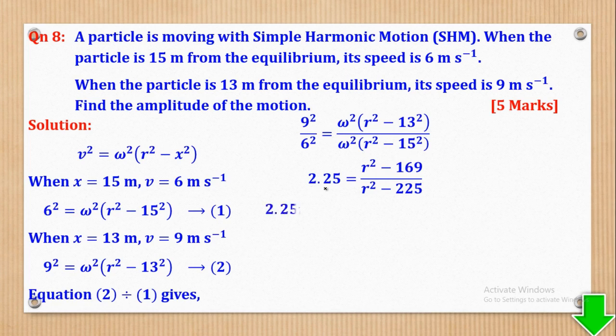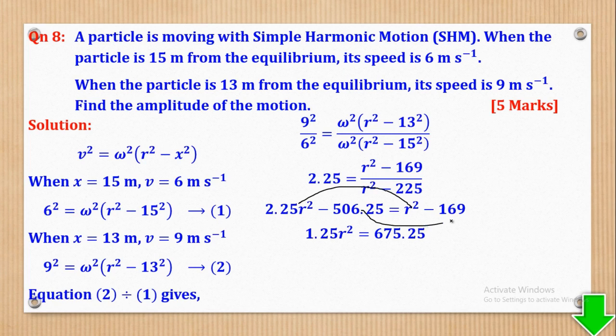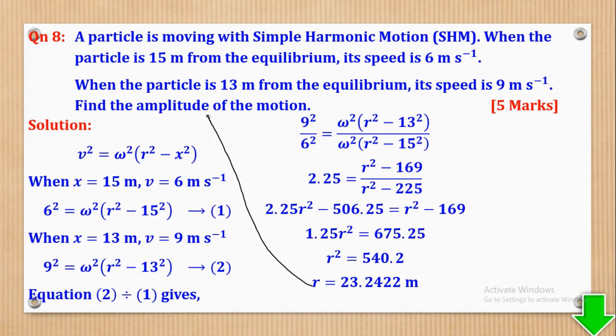So next is to cross multiply to come up with that, and next is to make R the subject. To make R the subject, I have to bring this one this side and this one the other side to come up with this step. Then R squared is that, therefore R is equal to 23.2422 meters. So that is the amplitude which they wanted.